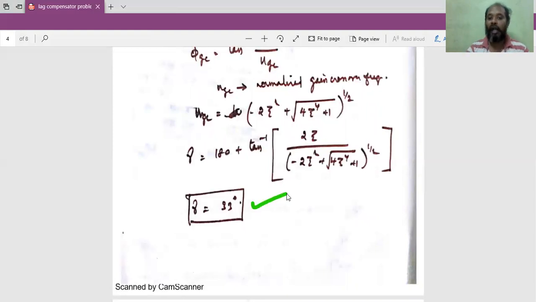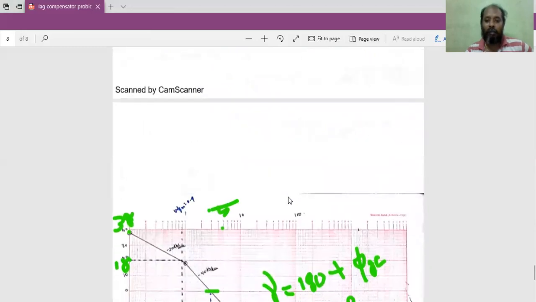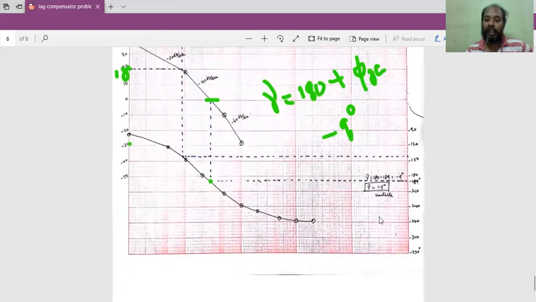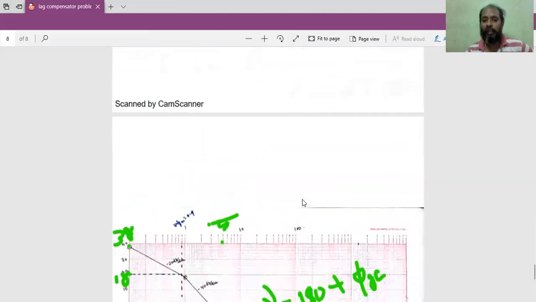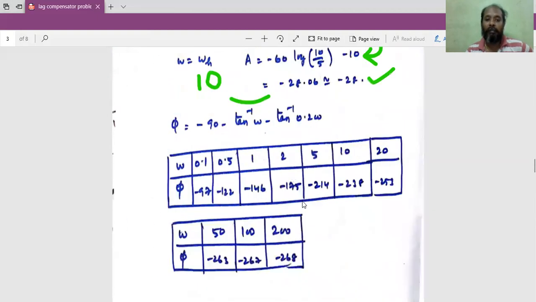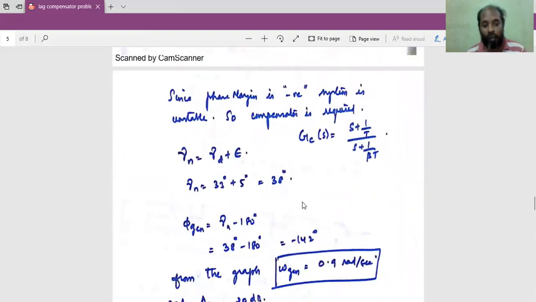But for the uncompensated system, what is the gamma value we are getting? The gamma value we are getting is minus 9, which does not reach your specification. So the system is unstable. To make the system stable, you are supposed to follow the design procedure of a lag compensator. So that is what is mentioned.